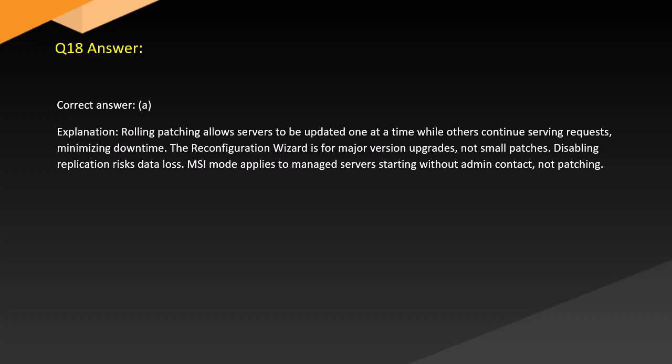Answer. Correct answer. A. Explanation. Rolling patching allows servers to be updated one at a time while others continue serving requests, minimizing downtime. The reconfiguration wizard is for major version upgrades, not small patches. Disabling replication risks data loss. MSI mode applies to managed servers starting without admin contact, not patching.